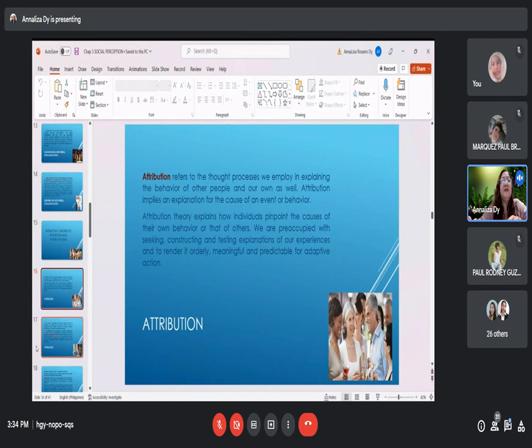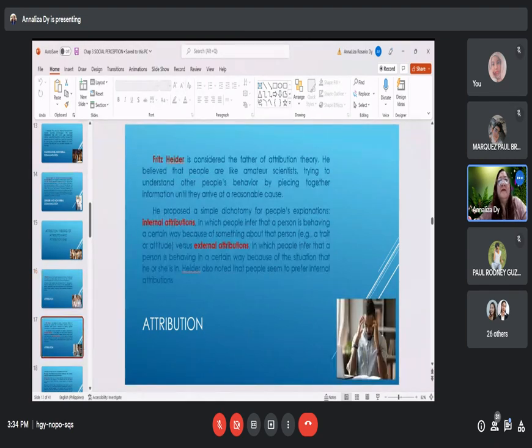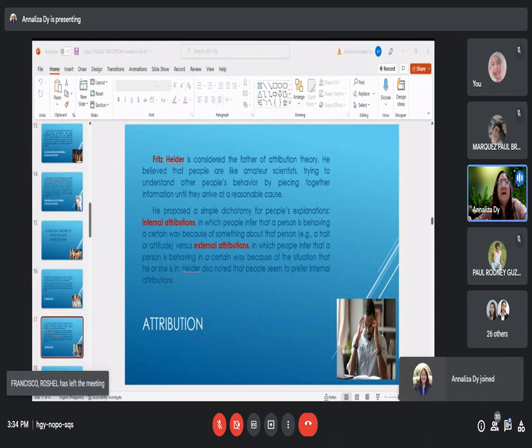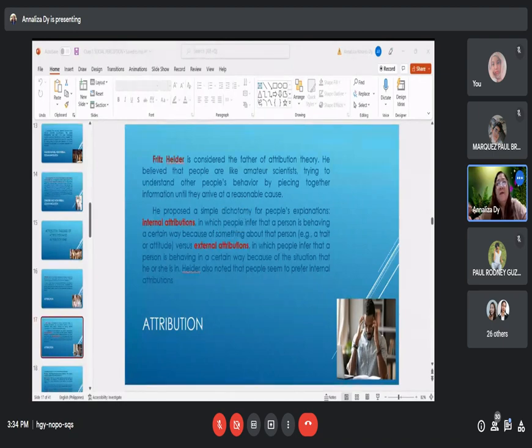Now, there are theories of attribution, and let's look at that. Now, Fritz Heider, called the father of attribution theory, he believed that people are like amateur scientists. Wow, kita nyo, pero in short, mga marites lang. Okay. Pero he would say we are amateur scientists trying to understand people's behaviors by piecing together information until they arrive at a reasonable cause. So parang know-it-all talaga tayo, pag nakita natin, when we listen to the news, so how do you piece information together and really feel na kilala niyo yung tao, hindi niyo kilala yung tao, ha? You're just watching the news, but look at how you make judgments.